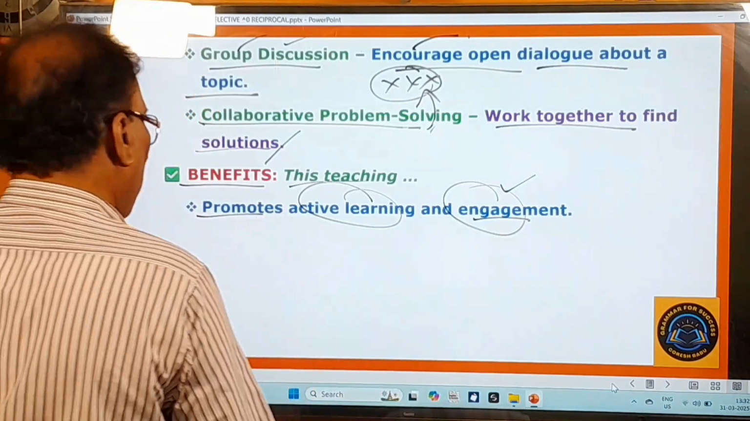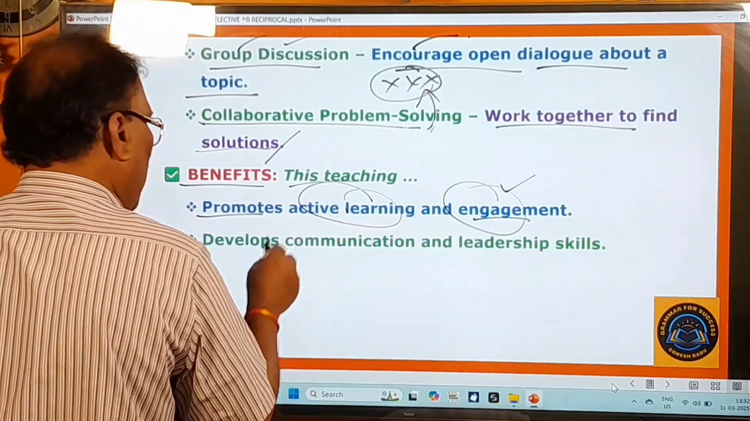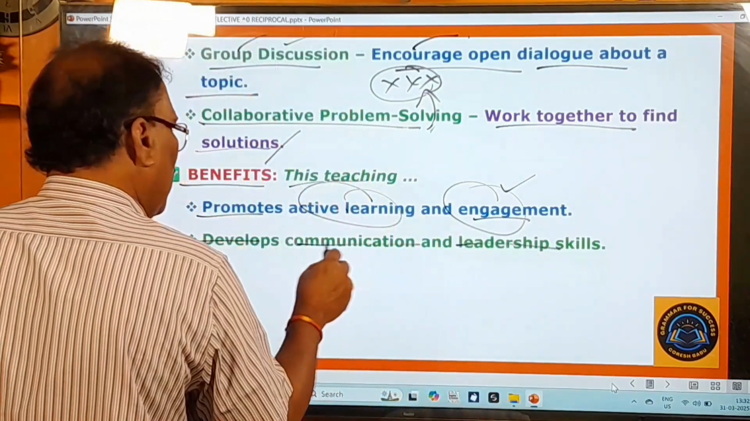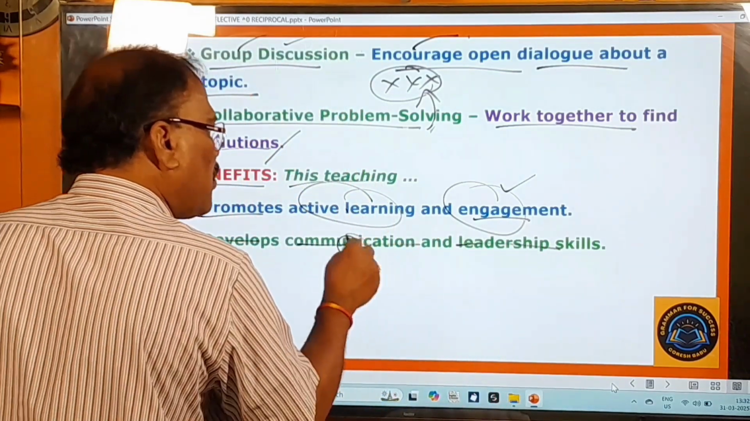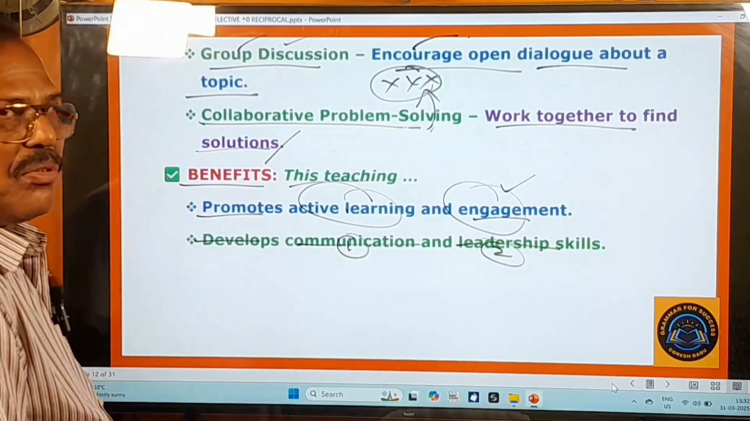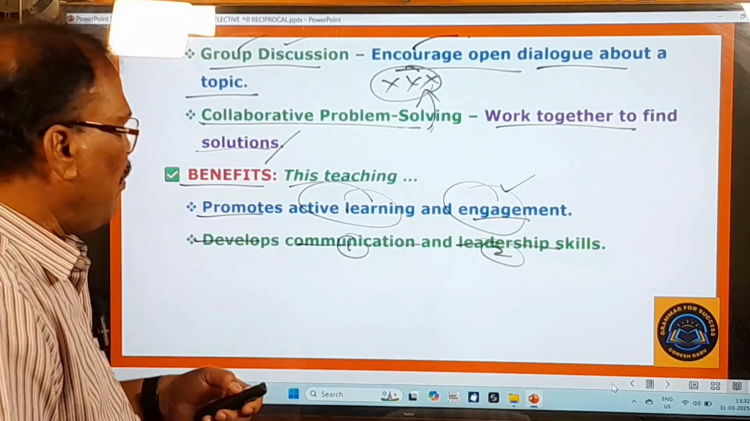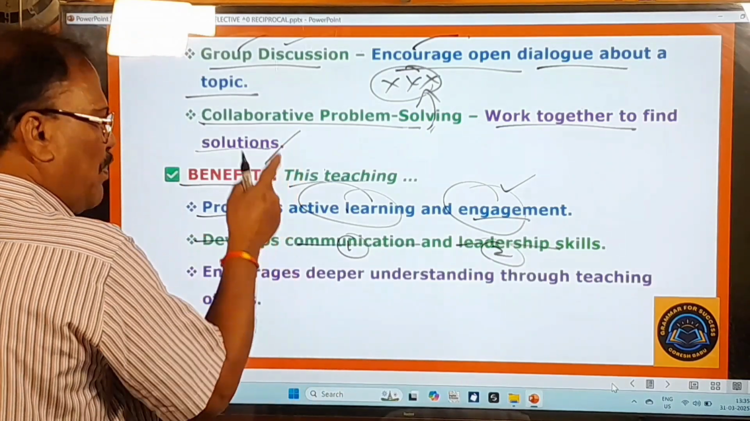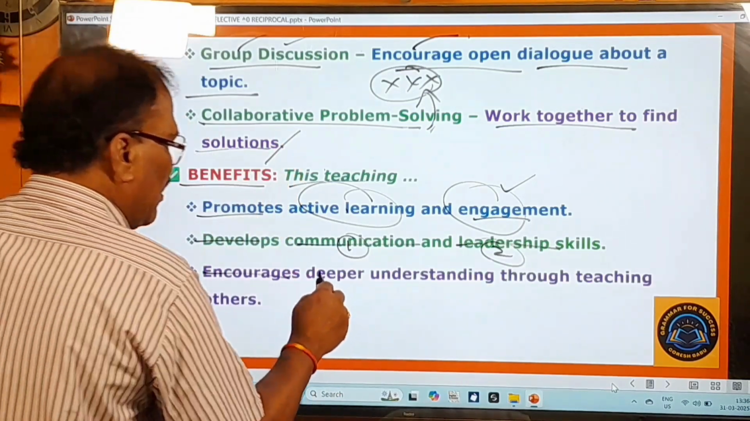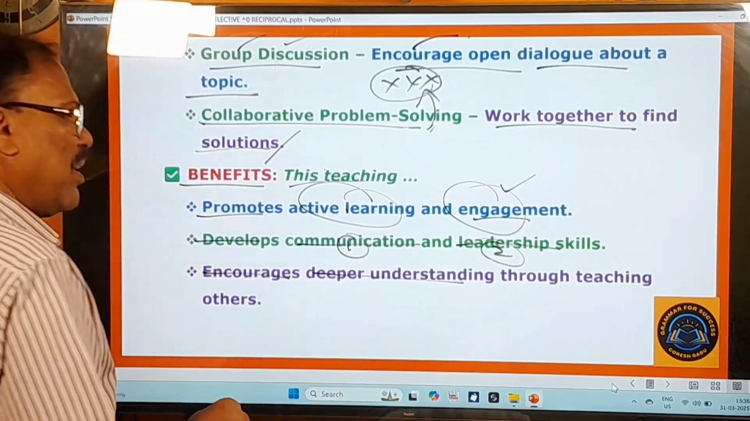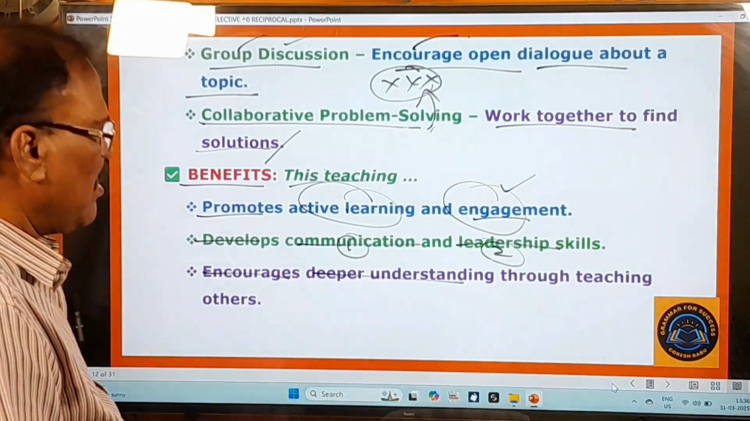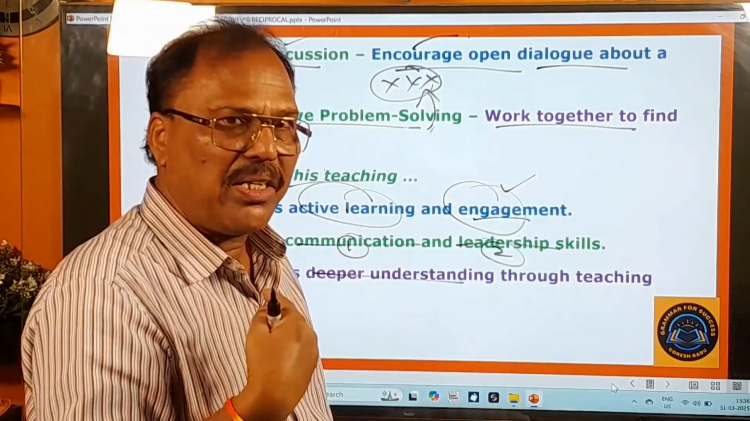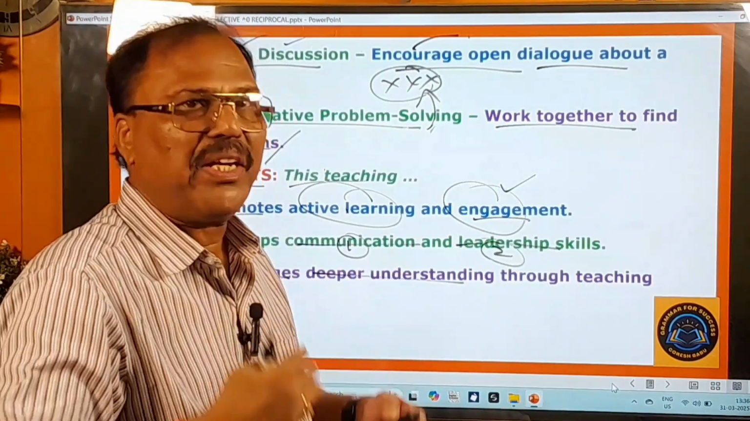So this method promotes these two things: it develops communication and leadership skills. This teaching develops the communication skills and leadership skills of the students. So these two kinds of skills will be developed in this teaching method. Another benefit of reciprocal teaching is that it encourages deeper understanding of the topics through teaching others. So if you teach others, what happens? The knowledge of that topic will be strengthened in you.